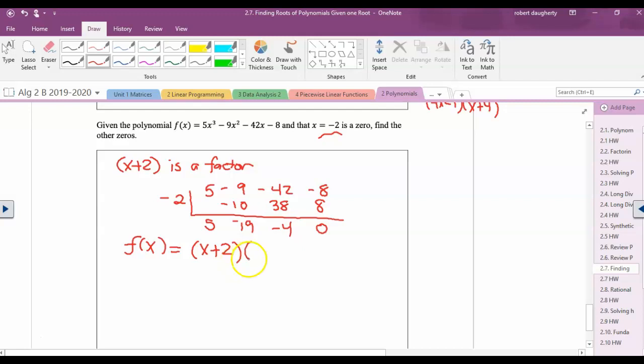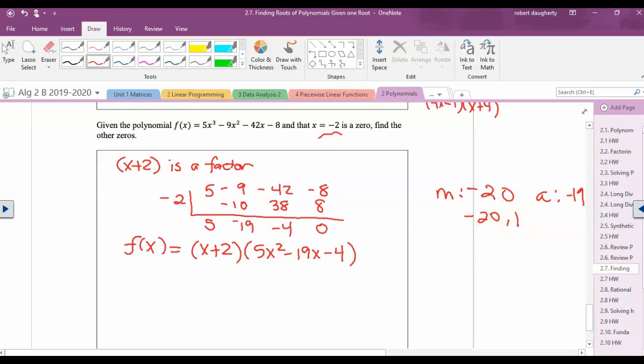Yeah, 5x squared minus 19x minus 4. And now where do I spend my time? On the quadratic. So I'm looking for two numbers that multiply to what? Yeah, negative 20 and add to negative 19. So what numbers possess those magical properties? Yeah, negative 20, positive 1.